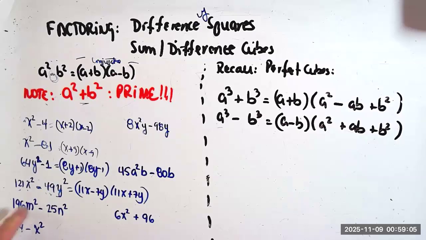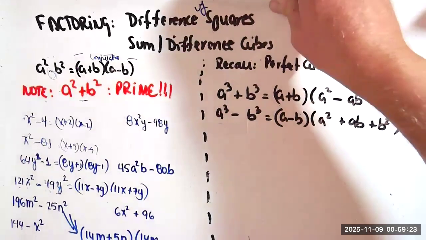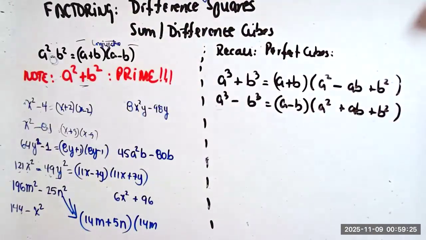196 is 14 times 14, 25 is 5 times 5. So this one will factor as what? 14m plus 5n times 14m minus 5n.